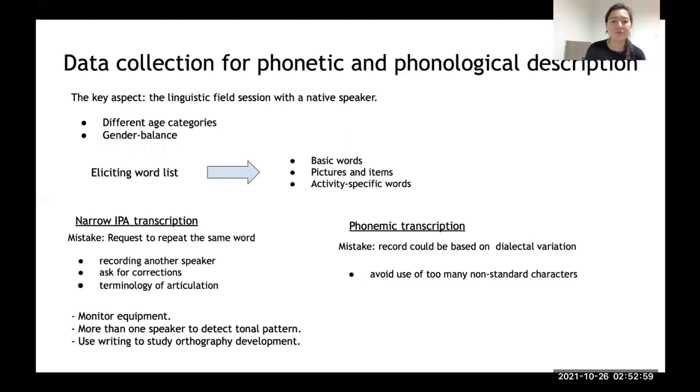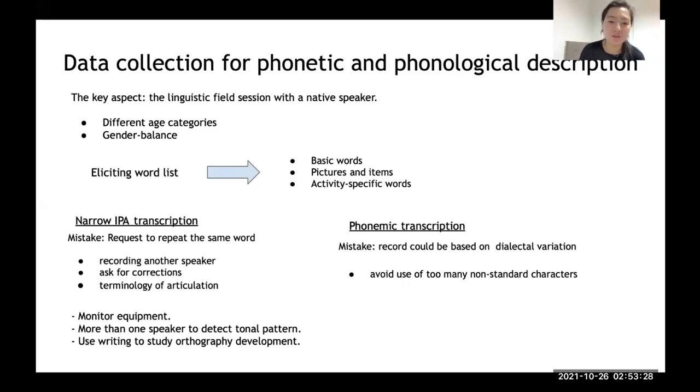Data collection for phonetic and phonological description. The most important thing is having a linguistic session with a native speaker, where the speaker and researcher sit and disturb the space. And there are specific requirements. The speakers should contain different age categories. For instance, older speakers have more conservative pronunciation. And also, it's better to have data from different genders.